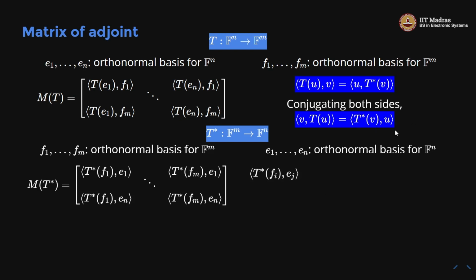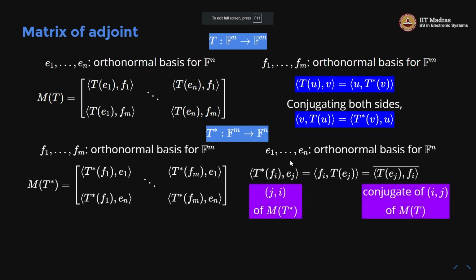Now I'll use this part and send this T star to this direction. This becomes the same as Fi, T of Ej. See, I need to go to T of Ej, Fi types thing, right? So I have Fi, T of Ej. How do I go to the other direction? I have to conjugate. So if I want to flip this, I have to conjugate. So I get inner product T of Ej, Fi conjugate.